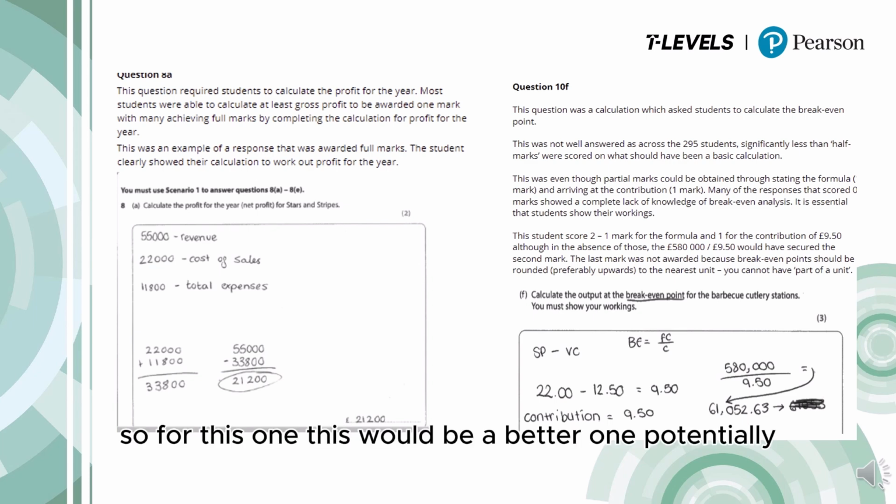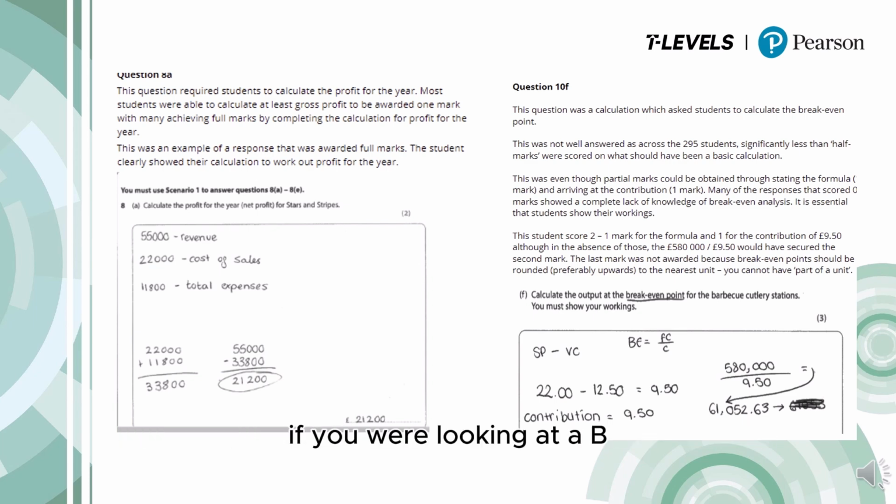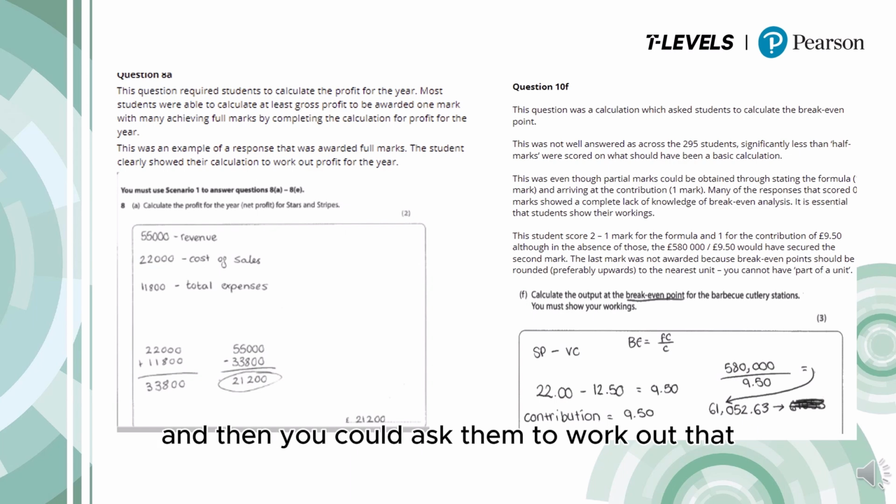So for this one, this would potentially be a better one if you were looking at a be-the-examiner task, because obviously they could go through and identify where those 2 marks came from, and then you could ask them to work out that final step to get the 3 marks.